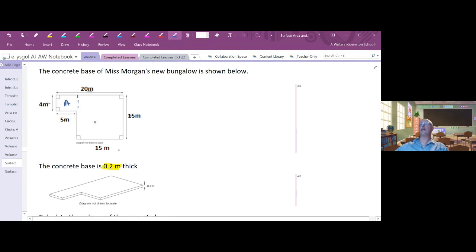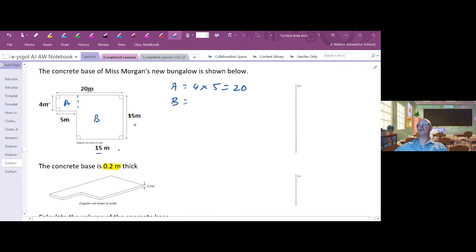I'm going to call that A and I'm going to call that B. So it's a compound area. The area of A from the plan, that is the plan of the house. The area of A is 4 times 5, which is 20. The area of B, be careful which numbers you use. Ignore the 20 there.